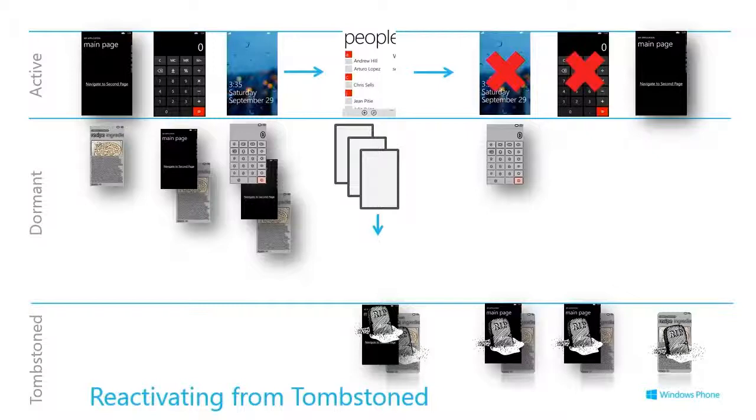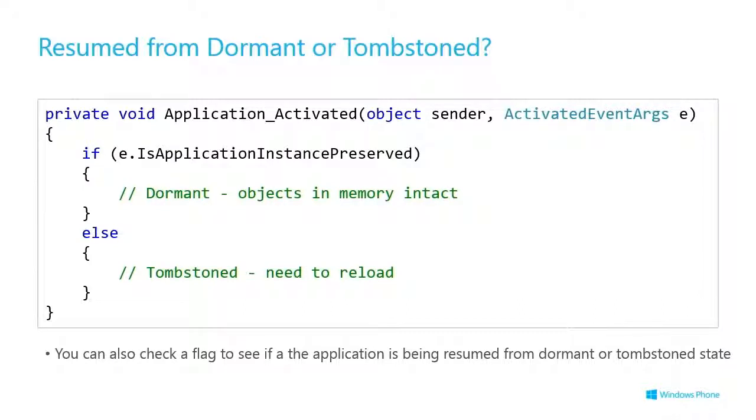But you're going to have to write some code at this point. Rehydration. So you need to know which state you're coming back from, and that is quite easy. In both cases, the application activated is the event that fires, but it has an activated event args, and in that is a property called isApplicationInstancePreserved.